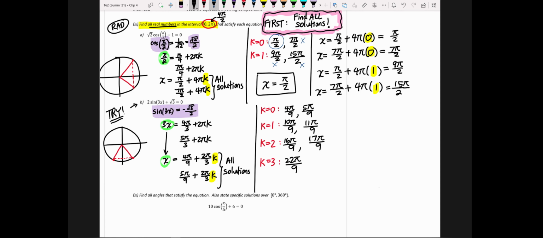We can stop here because 22 pi over 9 is not in the interval. So when we say we're looking between 0 and 2 pi, if our denominator is 9, 2 pi is going to be 18 pi over 9. So we want solutions between 0 and 18 pi over 9. So let's circle. 4 pi over 9 is in, 5 pi over 9 is in. 10 pi over 9 is in, 11 pi over 9 is in. 16 pi over 9 is in, 17 pi over 9 is in. 22 pi over 9 is out.